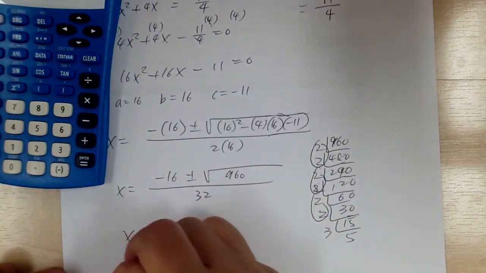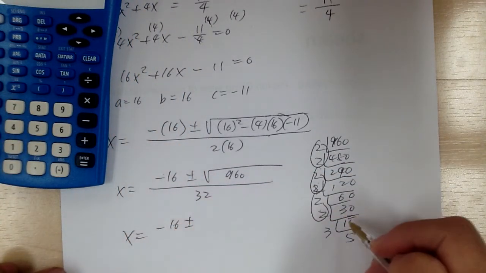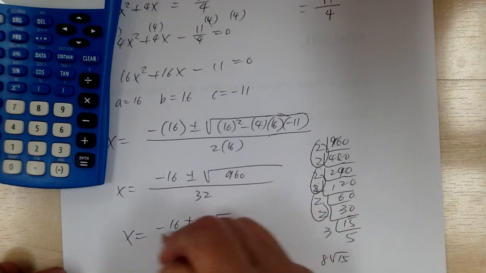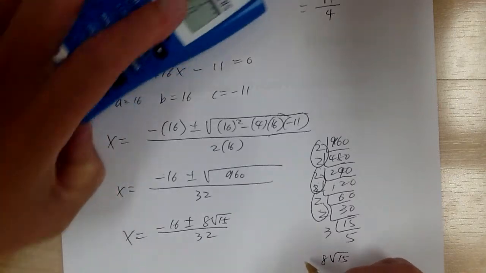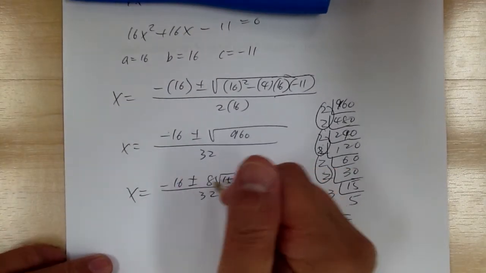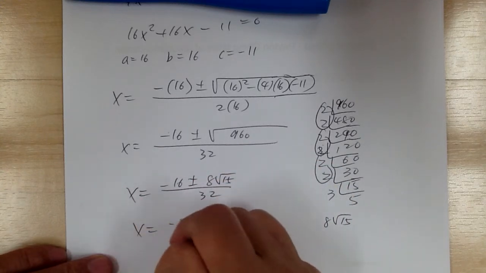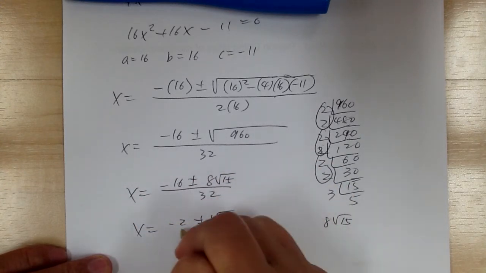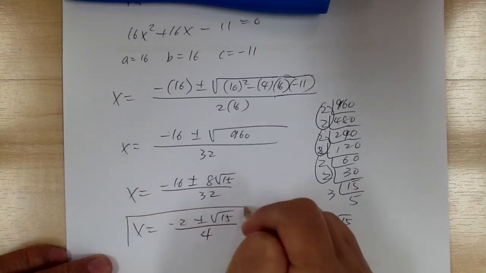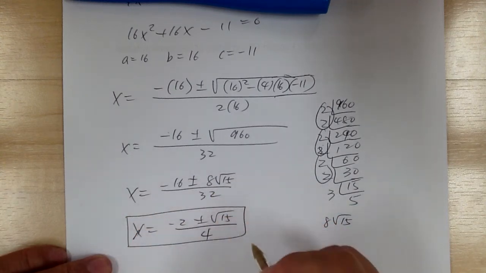Okay, so x equal to negative 16 plus or minus. So they will give you 8 square root of 15, so 8 square root of 15 over 32. Okay, so I'm going to separate the two parts. I'm going to divide everything by 8. So x equal to negative 2 plus or minus square root of 15 over, divide by 8, I get 4. Okay, so that's my answer so far.